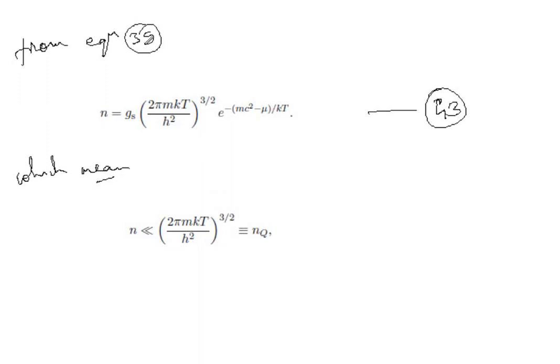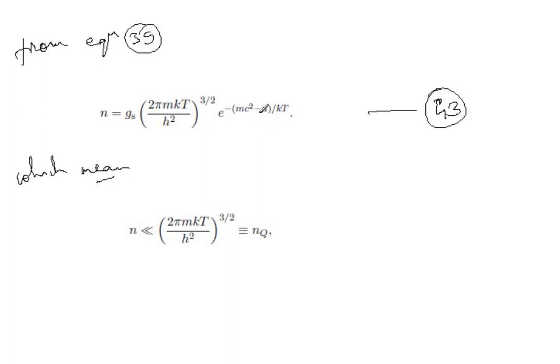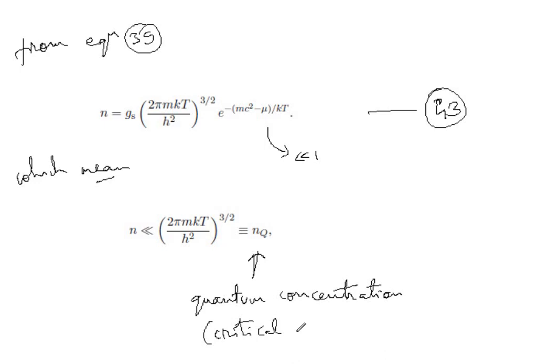So using this approximation basically means that the exponential term is much smaller than 1. So here this term is much smaller than 1. This means that n is much less than this number, and let me define this number as nq, which we call the quantum concentration, or critical number density. Sometimes it is also called the critical number density. Here we have ignored gs, since it is of the order of 1. So it has been ignored.